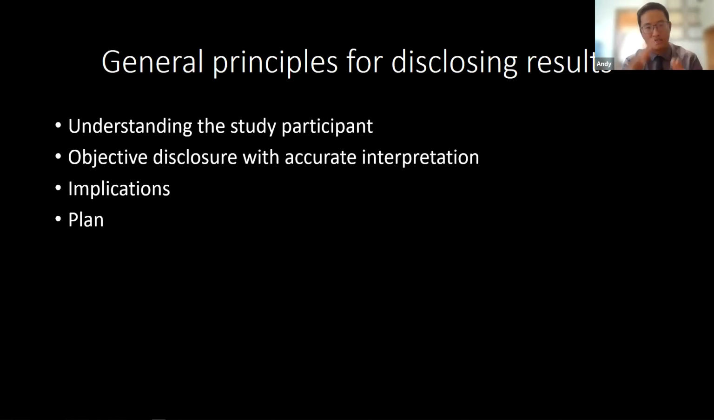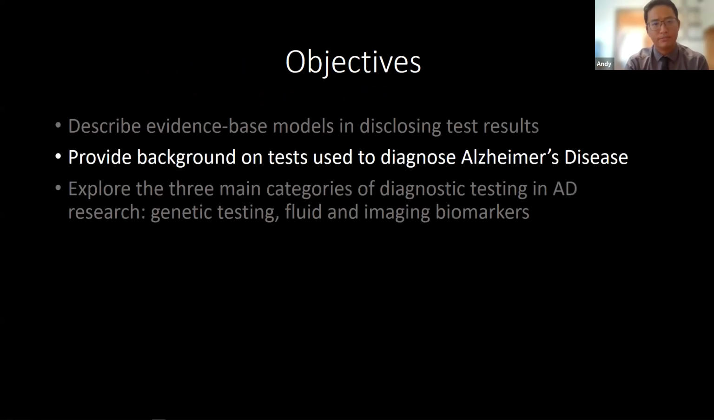So that's kind of the framework in terms of how to disclose results. And now I'm going to go on to Alzheimer's disease and give you examples and work through the principles with the diagnostic results for Alzheimer's disease.